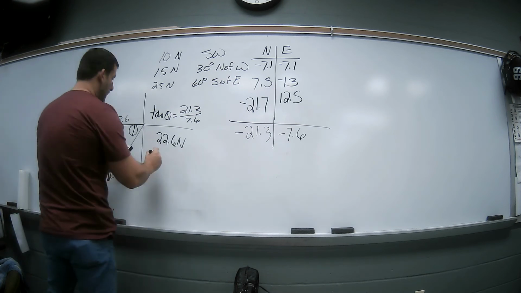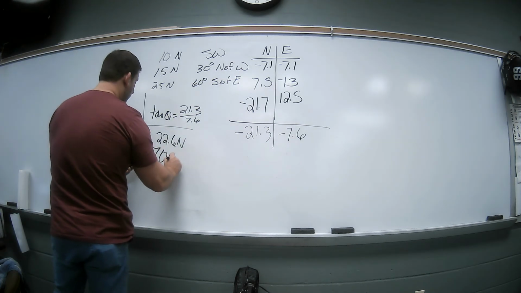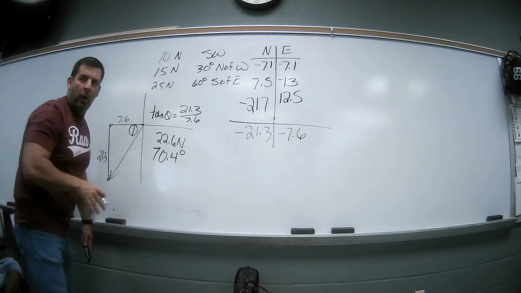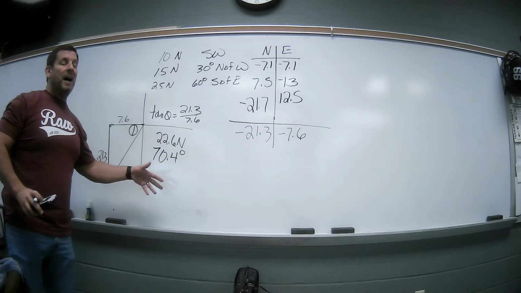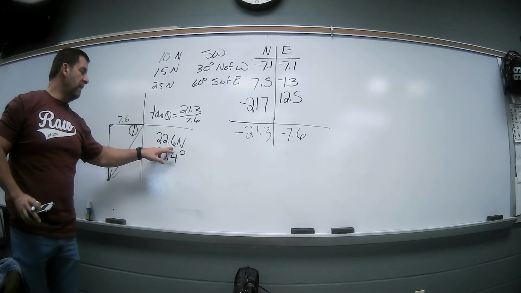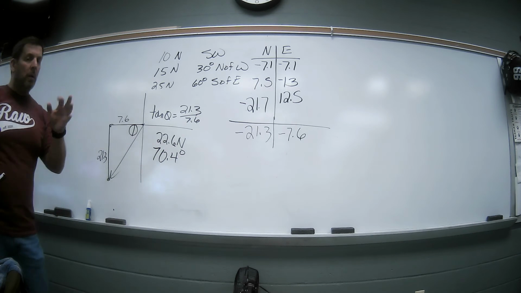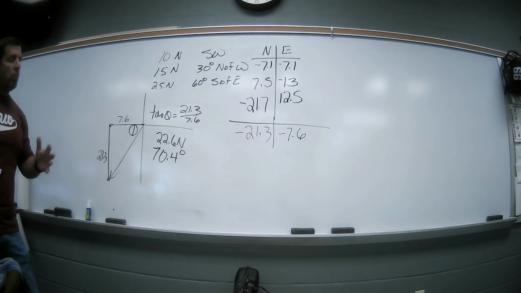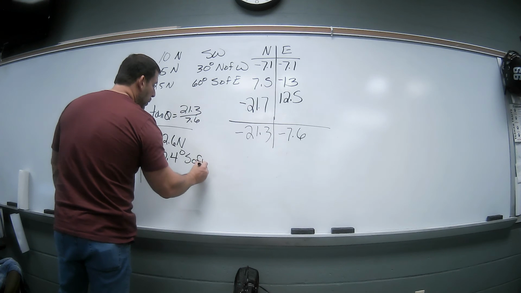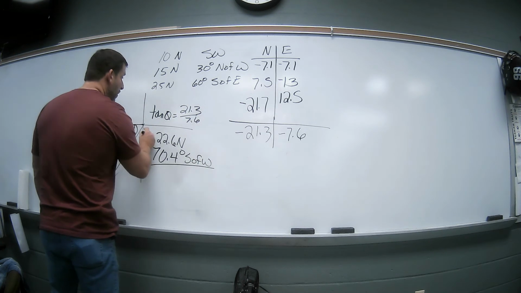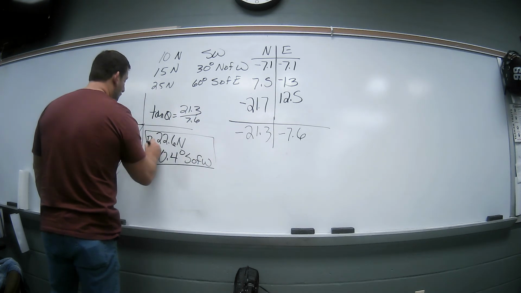And here's what I get, 70.4 degrees. You may be off by 0.1, that's okay. If you get 70.3 or 70.5 or 22.5, you're a little bit off, you're okay. That's just a rounding error. And this is going to be south of west, all right? That's your resultant, let me put R.